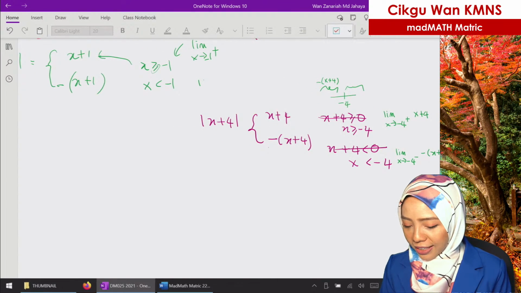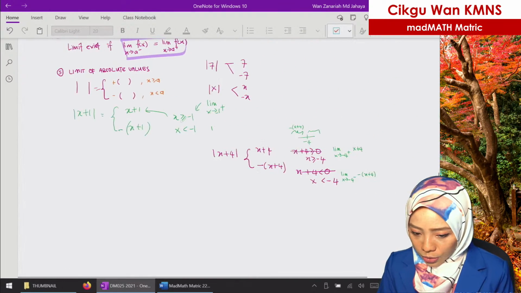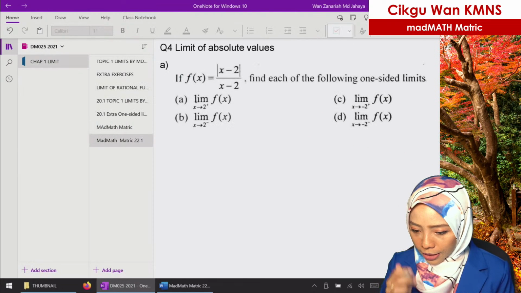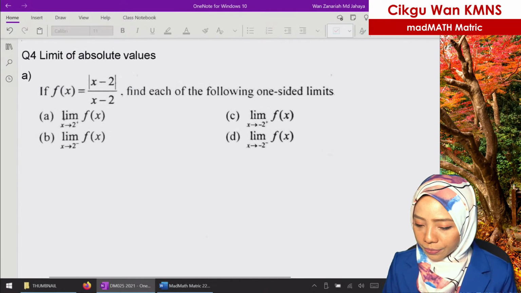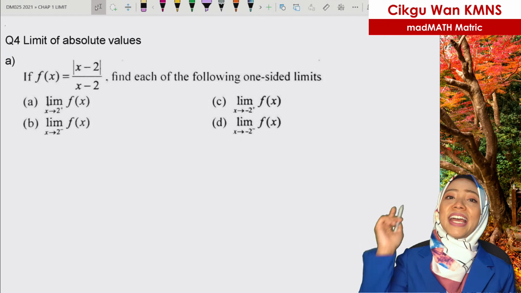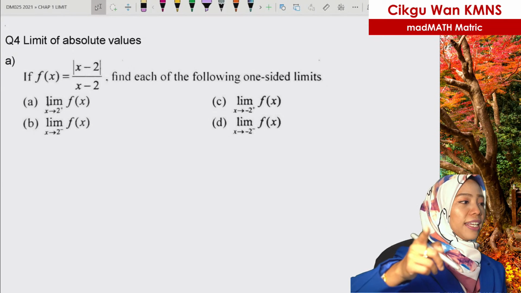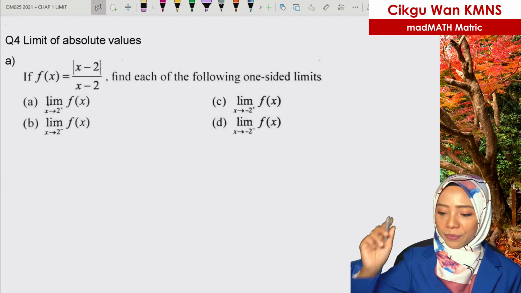Today 22nd January. Okay. So now we are looking at the example again. Okay, absolute values. Okay, let's try this example. Boleh? Clear? Okay.